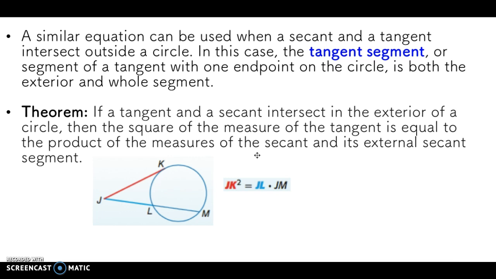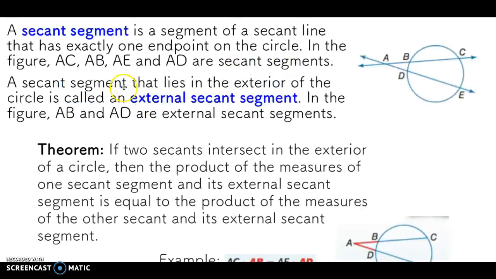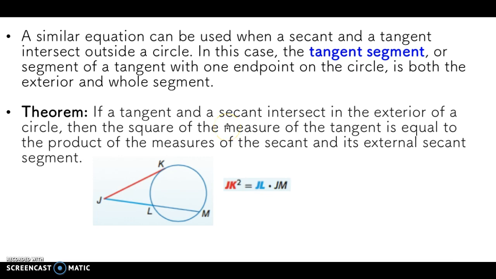Okay, so a similar equation can be used when a secant and a tangent intersect outside of a circle. So remember, a secant line intersects inside a circle. Tangent lines only touch the circle. So the previous theorem only works for secants that intersect outside of a circle, but this one here is for if we have a secant and a tangent. In this case, the tangent segment, or the segment of tangent with one endpoint on the circle, is both the exterior and the entire segment, because remember, a tangent line does not go inside of the circle.